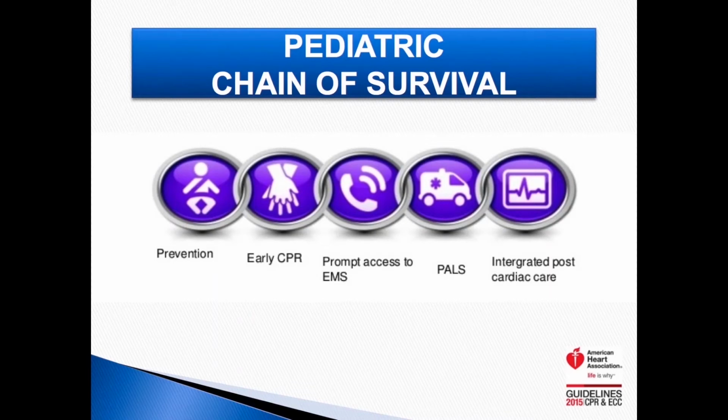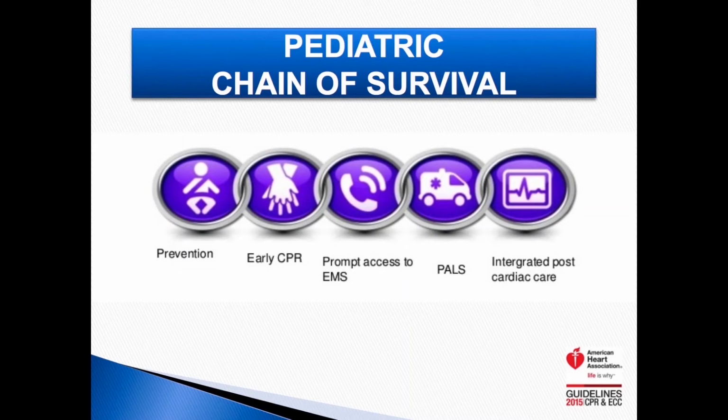that is, 30 compressions to 2 ventilations. If there are 2 rescuers, observe the 15:2 ratio, that is, 15 compressions to 2 ventilations. In prompt access to EMS, that's the time you call for help after initial CPR. Pediatric advanced life support is done by the emergency medical service or emergency department. Integrated post-cardiac arrest care is done by the emergency department or ICU.